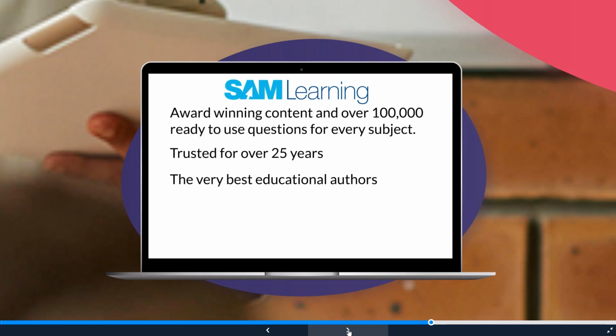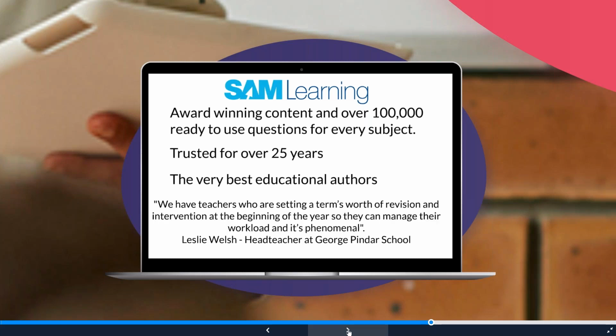Imagine being able to set some catch-up work on SAM Learning, knowing that as and when you return to school, you will be able to see a clear and concise report on each student's comprehension in every subject, helping to inform you where gaps are and what students will need the most resource moving forward. Or setting a term's worth of revision at the beginning of the year, like some of the staff at George Pinder School do.